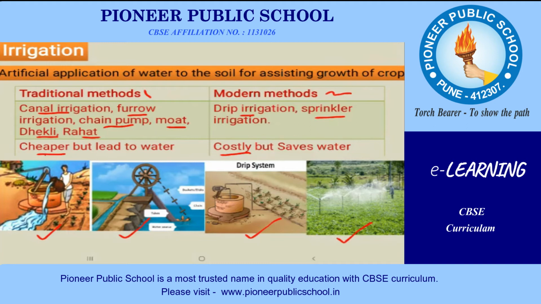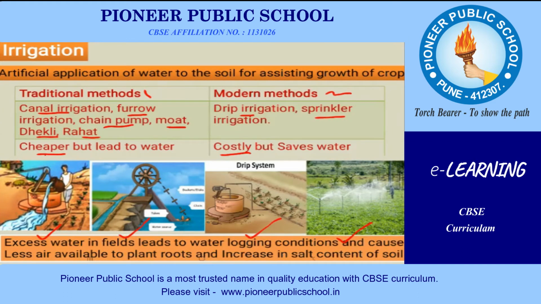Here we have studied irrigation, that is the third agricultural practice. Now we will move towards the next agricultural practice, but before that you have to understand that excess use of water in fields causes a waterlogging condition, in which less water and less air will be available to plant roots, and it will also increase the salt content of the soil. So here, dear students, excess water should be avoided. Now, dear students, let's move ahead.